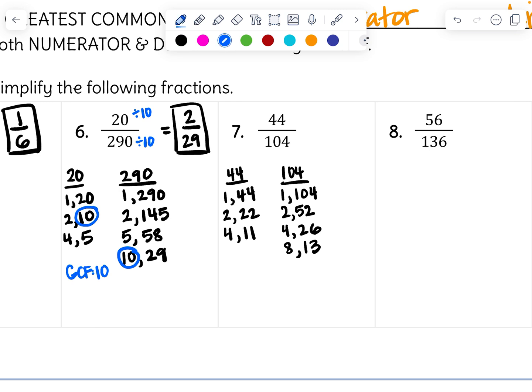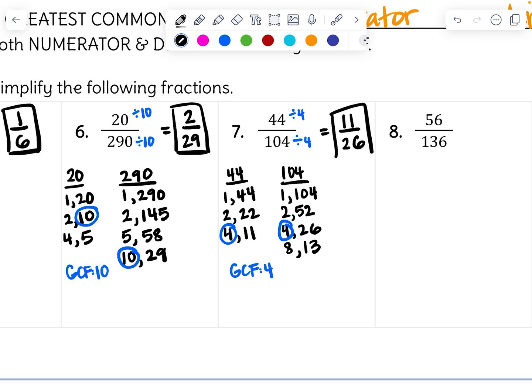So the greatest common factor in this list is 4. So we'll divide the top number by 4 and the bottom number by 4, which gives us 11 over 26.